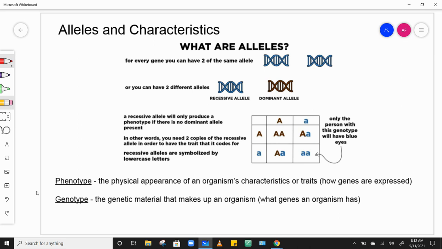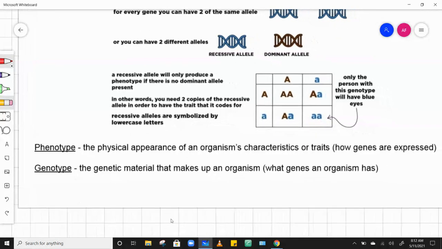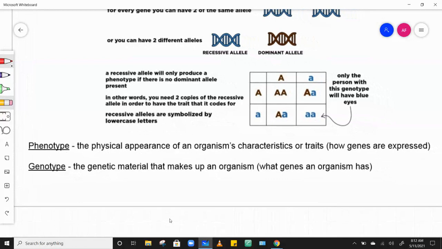Now, what is a phenotype? Well, a phenotype is the physical appearance, or how the gene is expressed. So phenotype is what you see. A phenotype is the result. You can see it in the organism, right? If you have brown eyes, that's your phenotype. Blue eyes, that's your phenotype. It has nothing to do really with the alleles. It's just what does it look like?